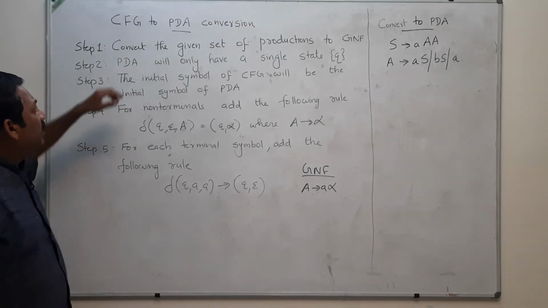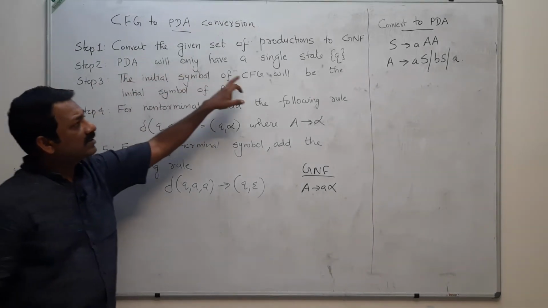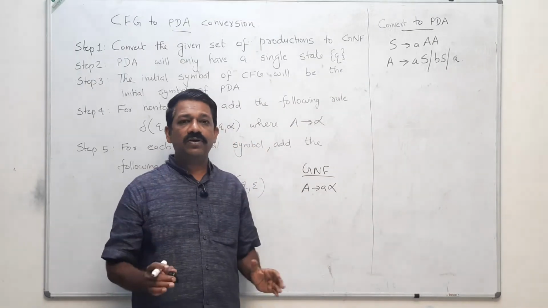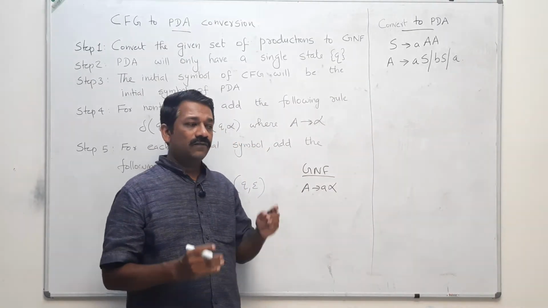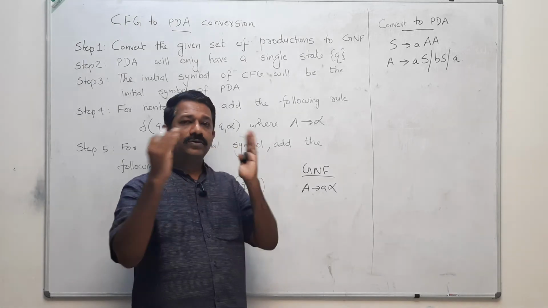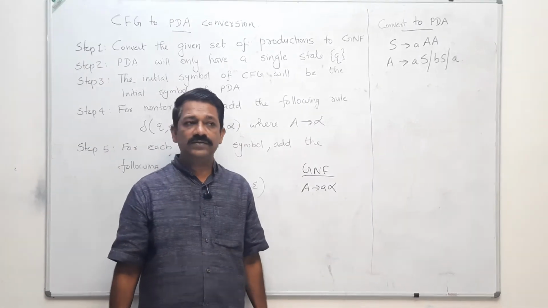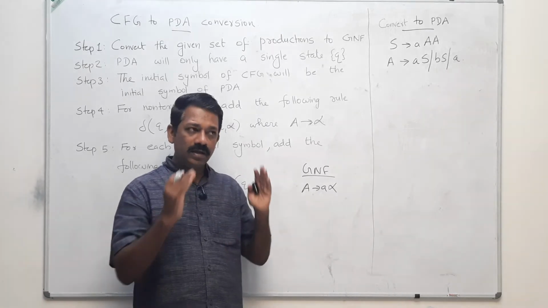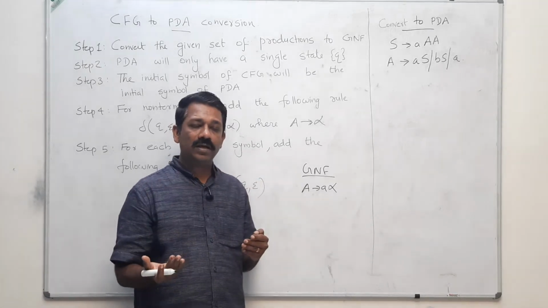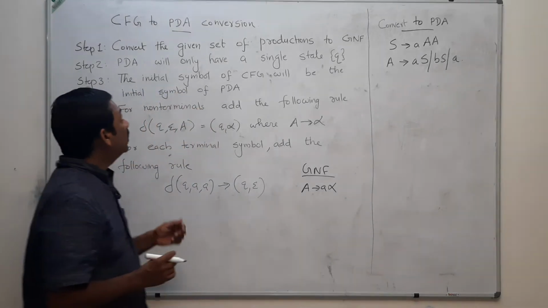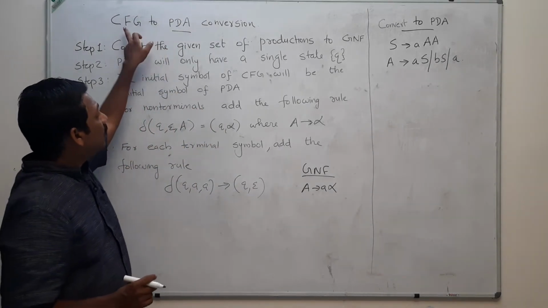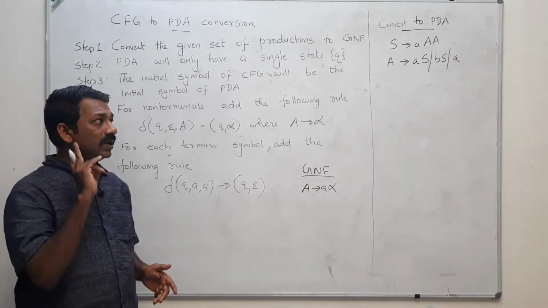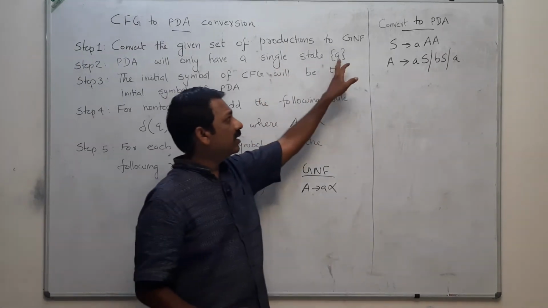Now the PDA will only have a single state. That is the most important point. When we are converting a PDA to its equivalent CFG, you may have a number of states in the original PDA. But when we are converting a context-free grammar to a PDA, that PDA has only a single state, and that is represented by Q.